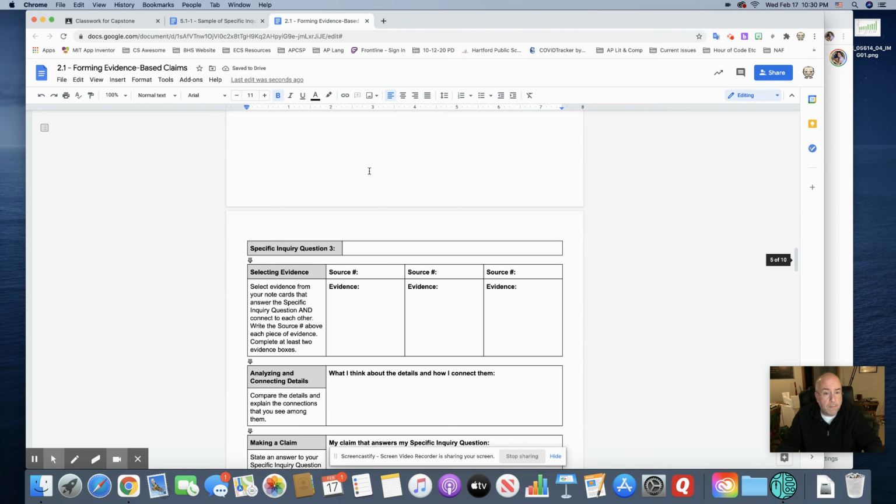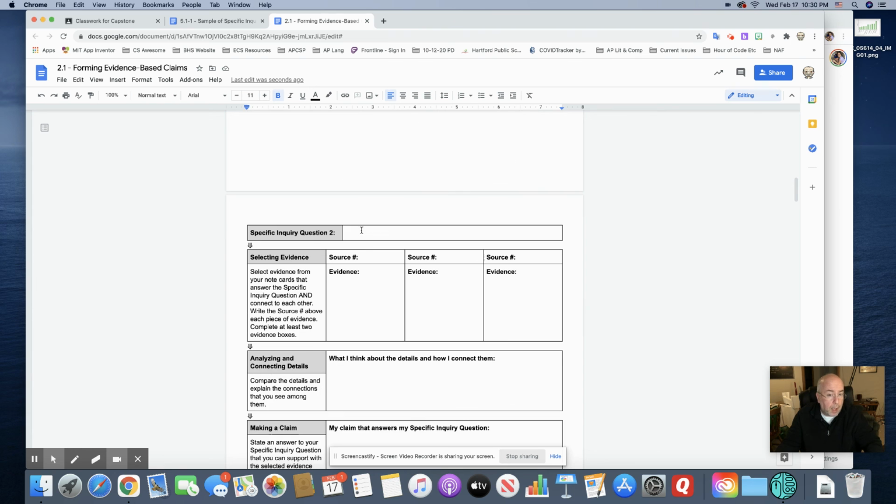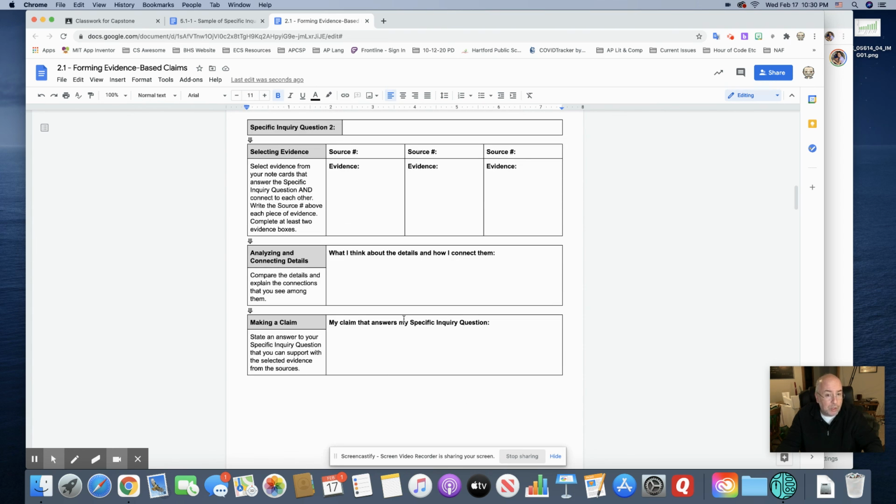You're going to spend this time copying in your question, putting in the sources that answer it, connecting the dots, and answering your question. That's how you're going to start writing your essay.